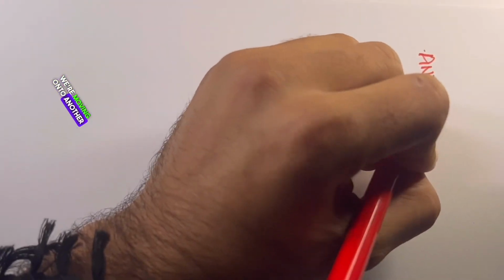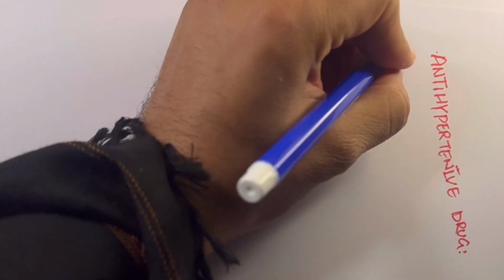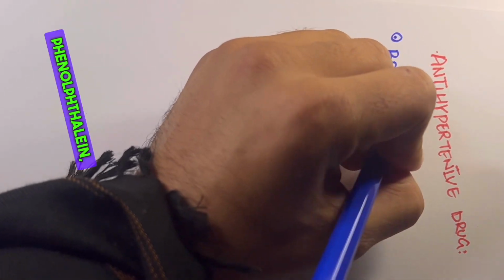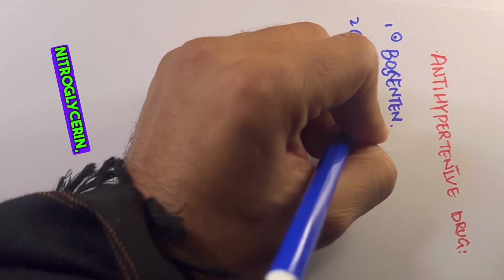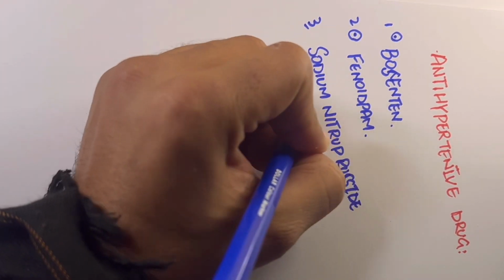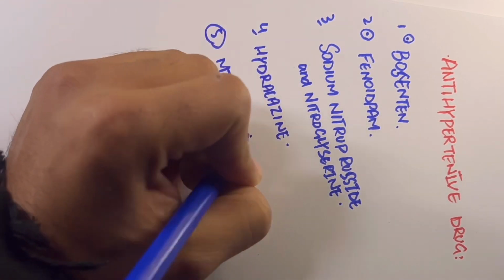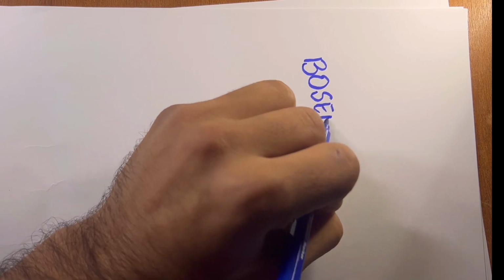We're moving on to another section about antihypertensive medications. We'll be covering bosantone, phenolphthalein, nitroprusside, nitroglycerin, hydralazine, minoxidil. So let's kick things off with bosantone.